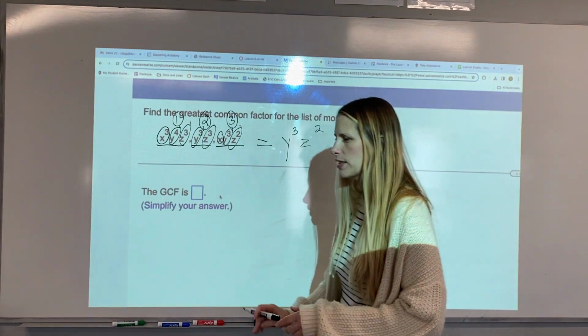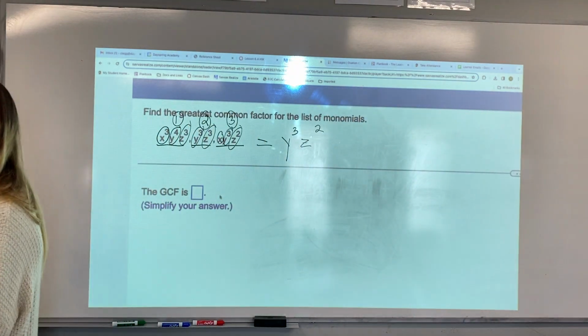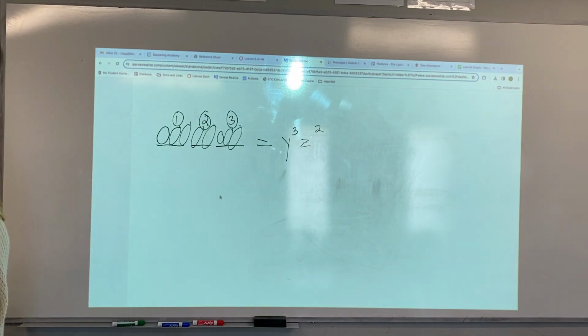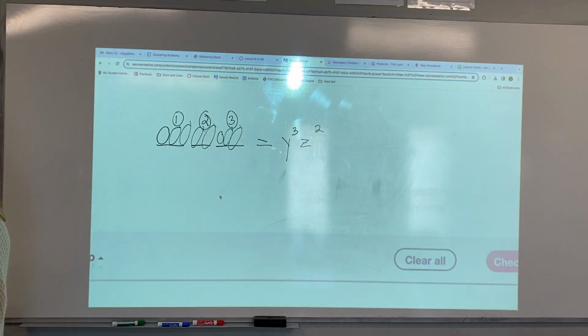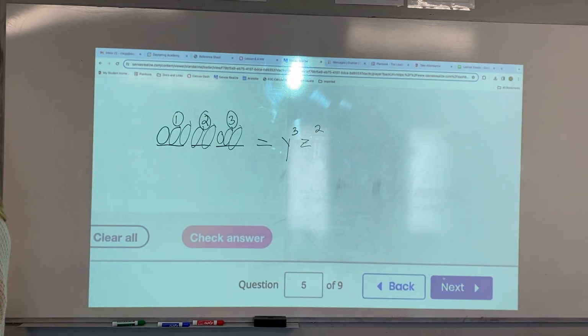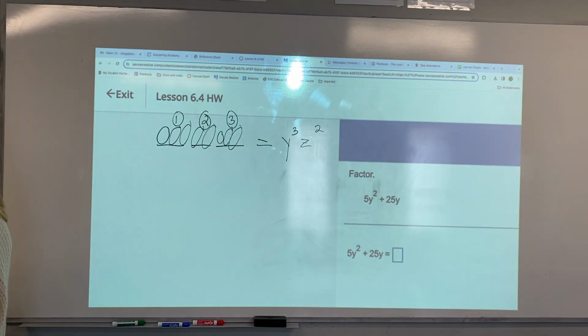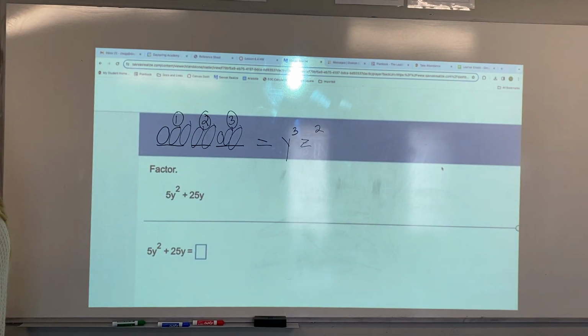Do you guys have the same one as me? No. Oh, that's not good. I'll give you guys a second. You could just find the lowest one in each of them. That's exactly right. You just gotta be really careful about the x one since the lowest is nothing.